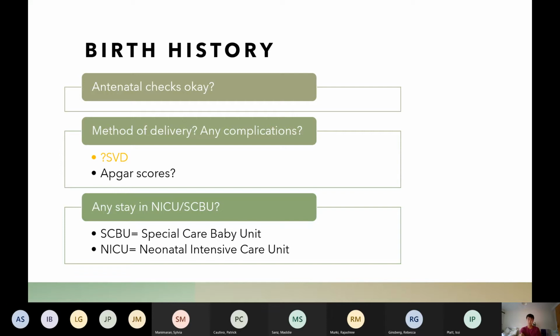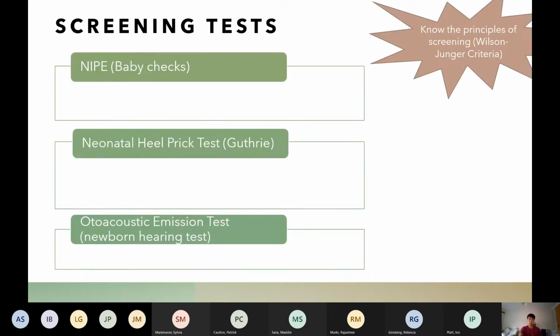And we talked about NICU and SCBU already. So neonatal intensive care unit, if they're ventilated, they'll be in NICU. Special care baby unit is sort of a step down. It's kind of like the baby equivalent of high dependency unit, but it's always important to ask in your birth histories, did the baby need to stay in NICU or SCBU at all?